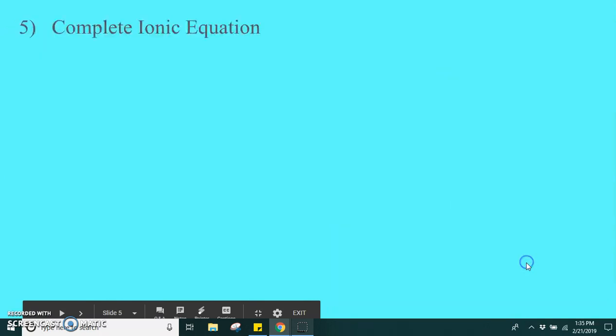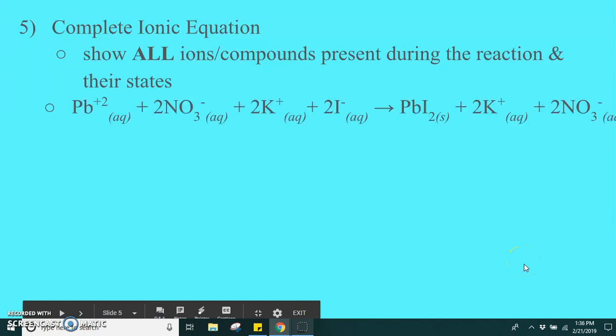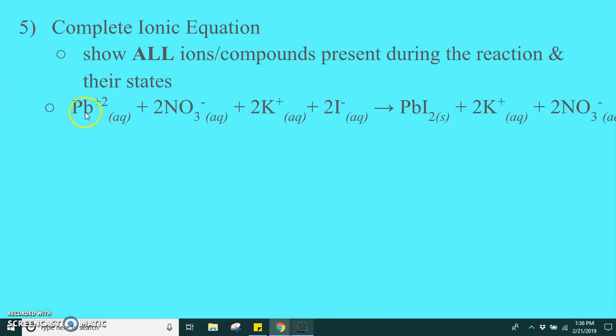The next type of equation is what we call a complete ionic equation, and it's going to show all of the ions, all of the compounds that are present. Pretty much this is just a balanced chemical equation, except we break everything apart. So this is going to show that there was lead nitrate and that there was potassium iodide. And we break apart everything that's aqueous, because that means it dissolves in water, so it's a solution. And this one we leave together because it forms a solid. When we talk about how to write net ionic equations, you'll learn all about this.